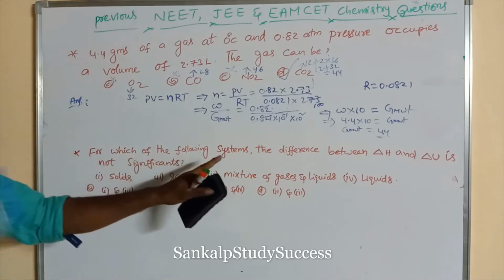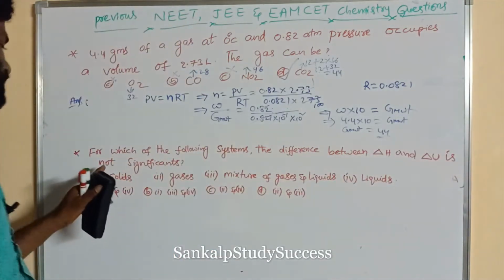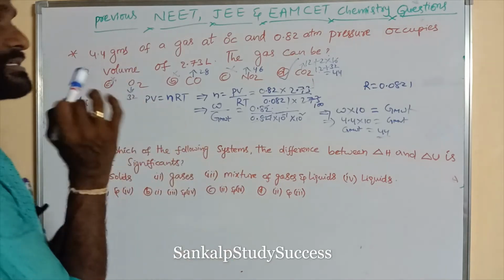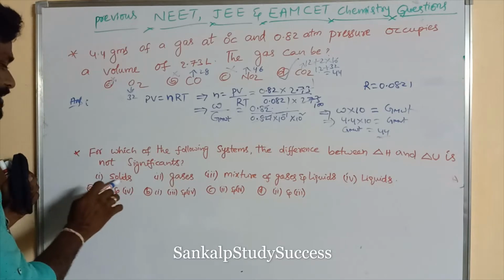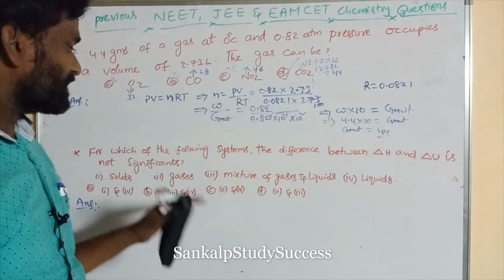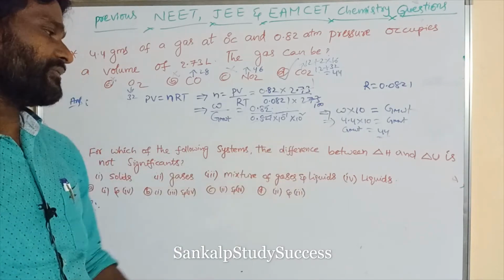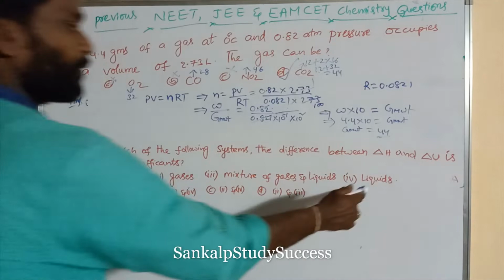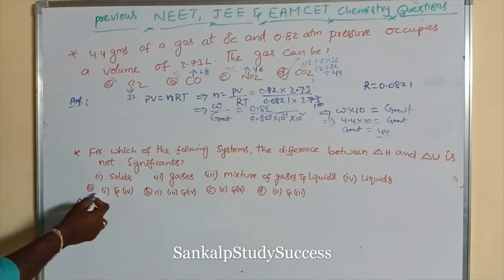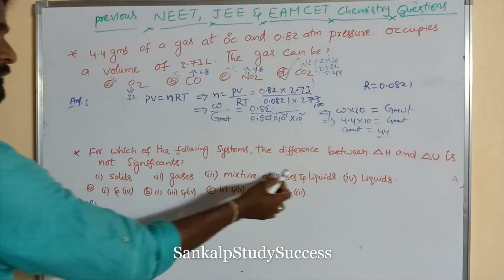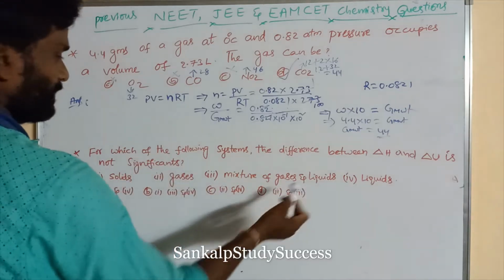For which of the following systems is the difference between delta H and delta U not significant? 1. Solids, 2. Gases, 3. Mixture of gases and liquids, and 4. Liquids. The answers are also given: A. 1 and 4, B. 1, 3 and 4.